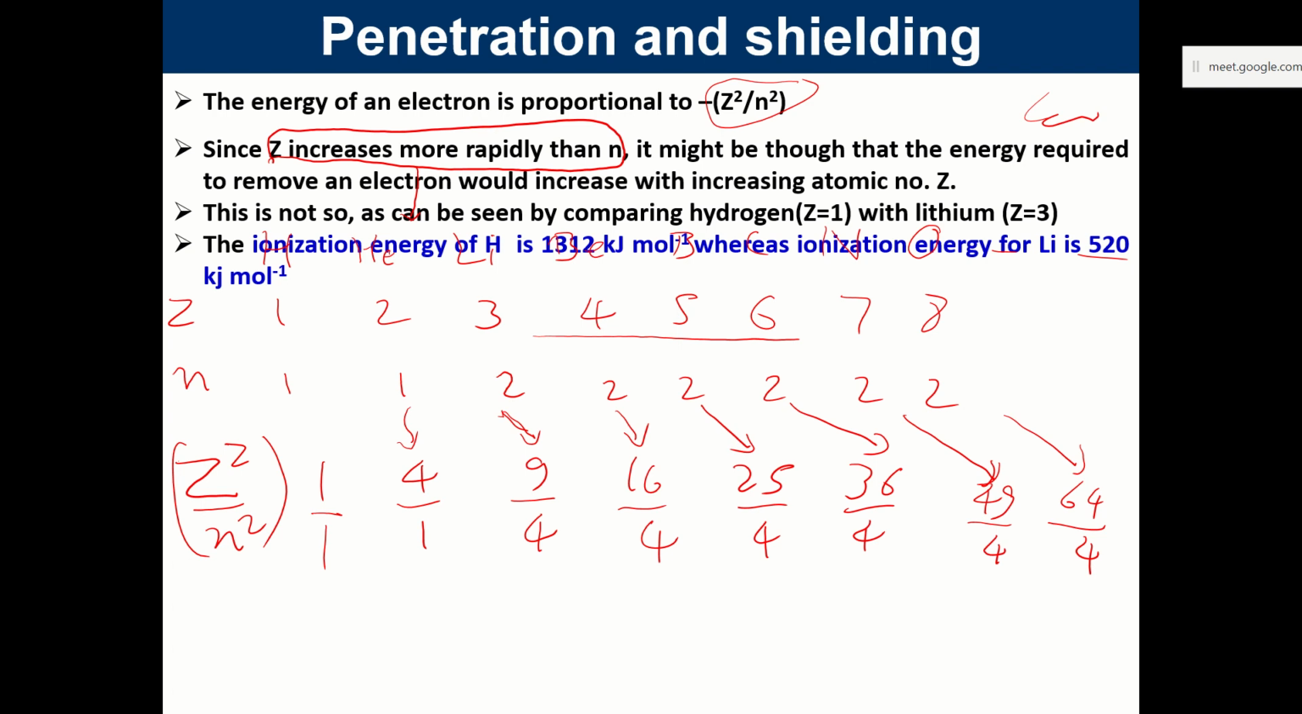Okay, so for lithium it is 9/4. So the energy required to take out the last electron will be something times minus 9/4, and for hydrogen it is minus 1 times a certain constant. So energy is turning out to be more negative. That means lower energy. The electron has negative energy, much closer to the nucleus.